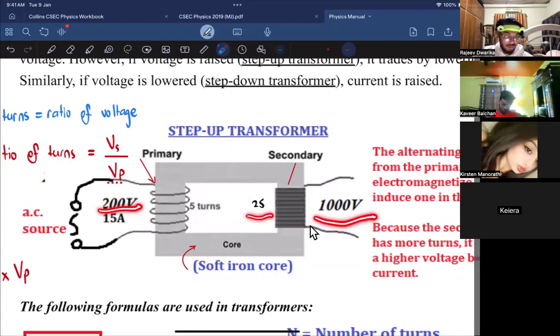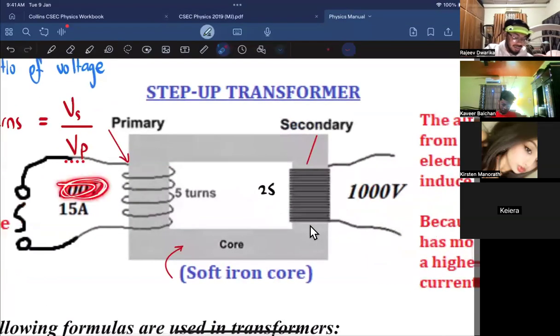Okay, you're sure? You're not saying that very sure. Yes, I'm sure. Okay, well, I'm going to test you then. What if this was 500 volts? What's the number of turns then in the secondary?